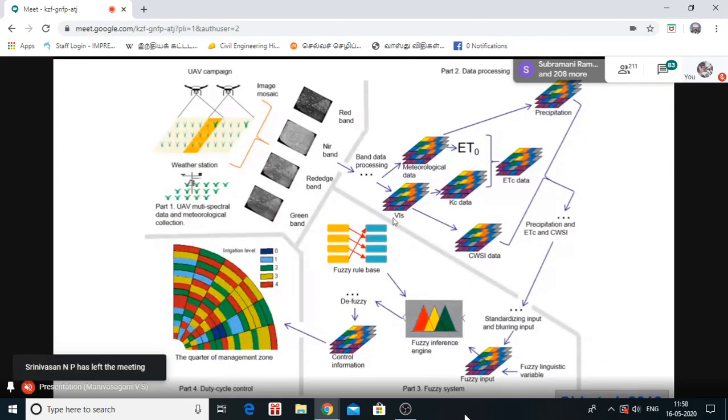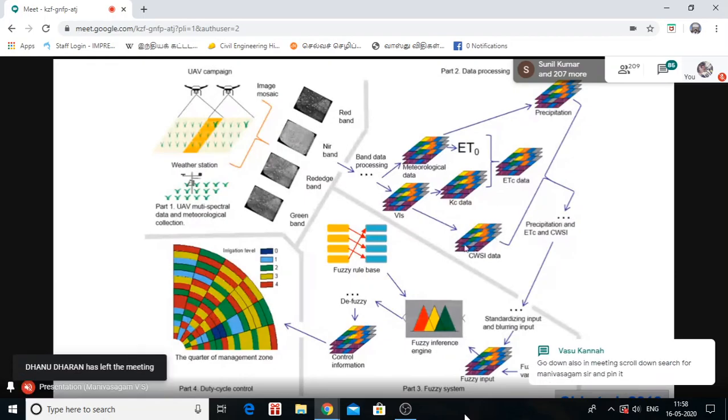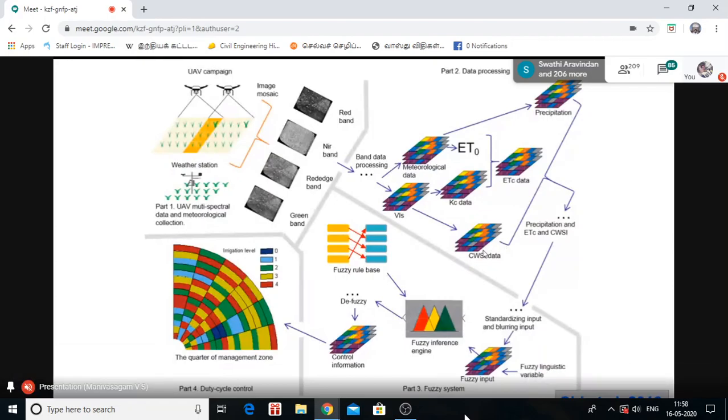From the empirical models which you developed from the field experiment, you can convert these spectral indices into KC. So the ETO and KC will give the crop water requirement. Similarly, from the drone, you can calculate the stress. If the plant is exposed to some stress, there is another method called crop water stress index. So you can also calculate the stress.